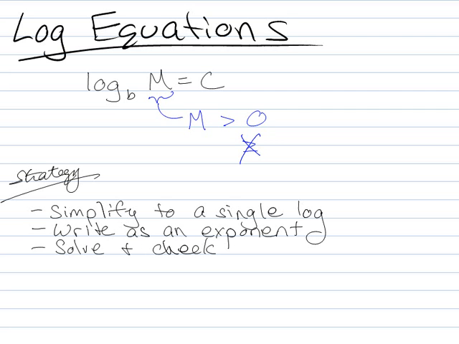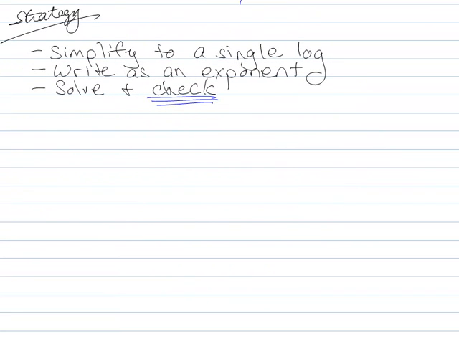So we want to make sure that whatever answer we get meets this requirement. In the original statement, whatever answer we get has to meet this m is greater than 0 condition. Okay, so you could have a problem that looks something like this. Say you've got something like log base 4 of x plus 3 equals 2.